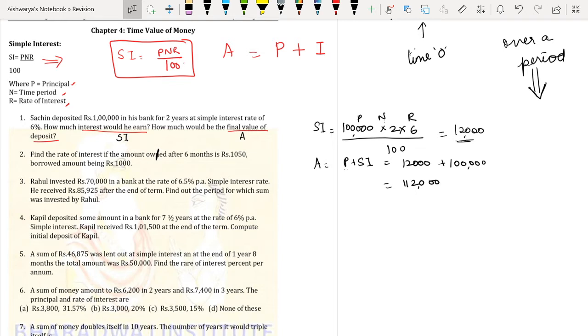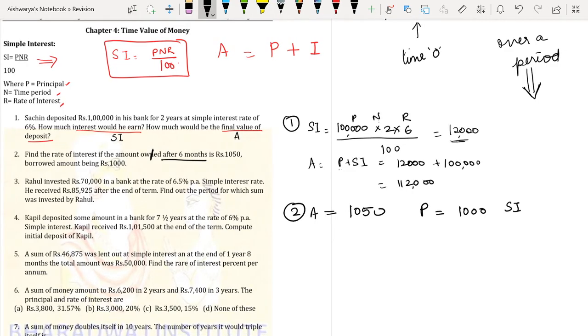Okay, so find the rate of interest if the amount owed after 6 months. So after 6 months you are owing so much, means amount is equal to, this is your first question. Second question, amount owed is equal to 1,050. Amount borrowed is the amount that you take. So it is 1,000. So your SI, it's not mentioned in the question, but since I'm putting it under simple interest topic, it is all SI only. SI is rupees 50. N is 6 months. R is equal to question mark.